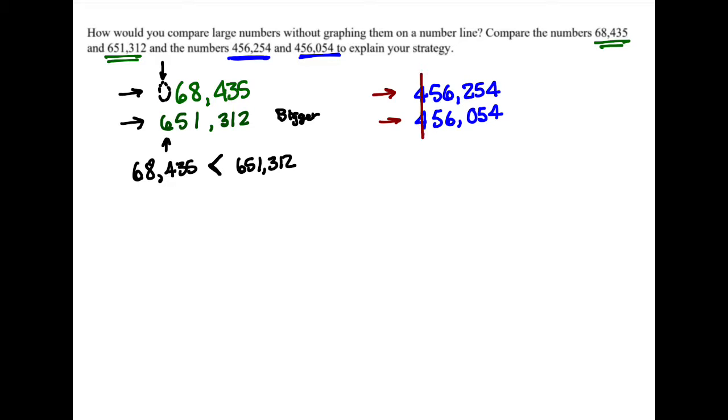The 4s are the same, the 5s are the same, the 6s are the same. So the first number that isn't the same is the hundreds place. Okay, so if we ignore the 4, 5, 6 at the beginning, because they're both the same, the top number is 254. The bottom number is just 54. So the top number is bigger. Okay, so we would write that 456,254 is bigger than or greater than 456,054.